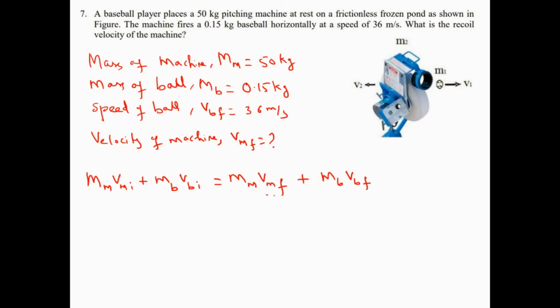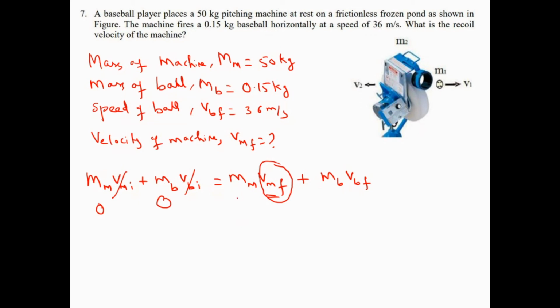So that means we are going to find what should be this value. And now you have to substitute the value here. Initially, this machine is at rest, so the velocity of the machine and the velocity of the ball is zero. Am I right? Because the ball is inside the machine, so its velocity is zero. So this term also becomes zero. This also becomes zero. So we have only two terms on the right hand side, and we are going to find this value. What is this? This is the velocity of the machine final.